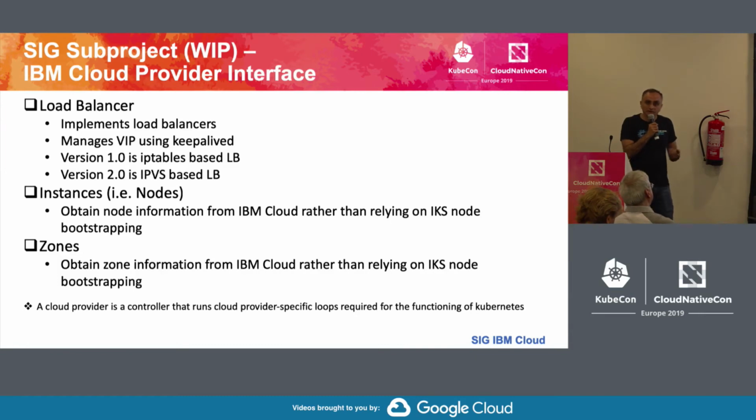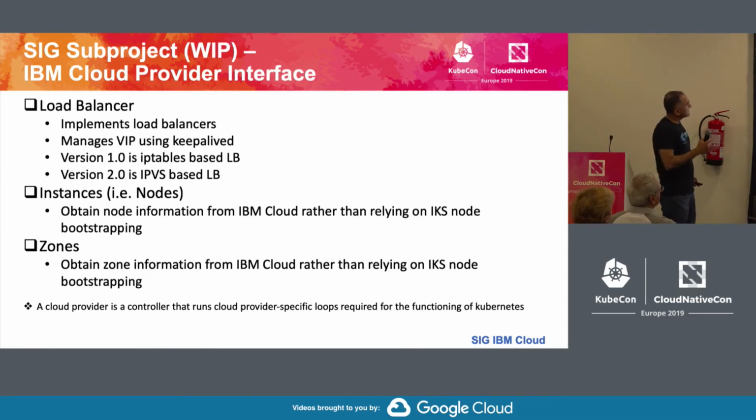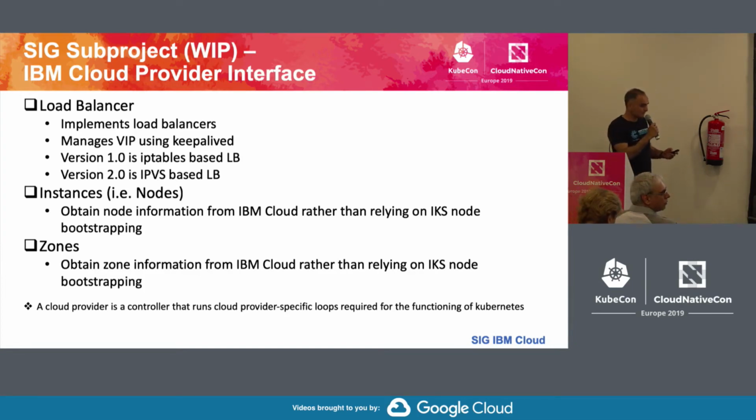And the folks who are not using IKS, but are interested in having their own Kubernetes cluster on IBM Cloud, can use it. Right now, the bigger thing is a load balancer. It manages the virtual IP using keepalived, with two versions, IP table based and IPVS based. IPVS is IP virtual server, which is another way of doing it. And instances and zones are taken care of from the IBM Cloud side information.